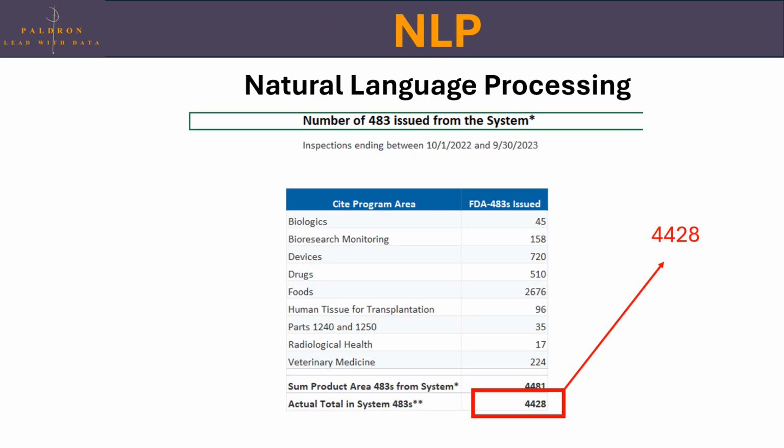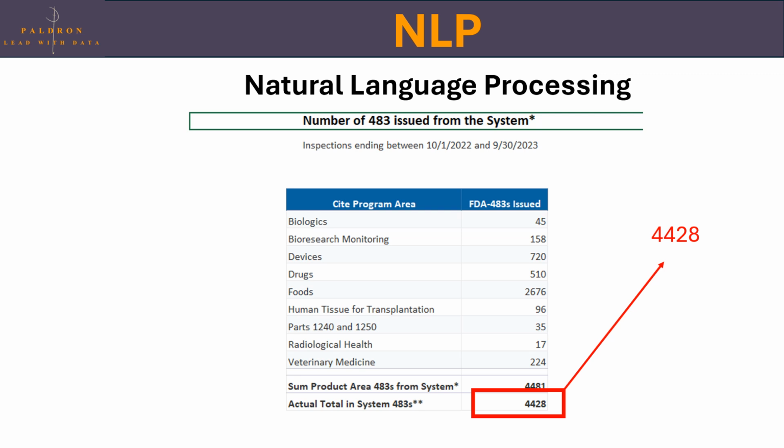We used natural language processing to review all of the records associated with drugs in 2023. Now you'll notice that there's 510 records for drugs specifically, but the total number of 483s is about 4,428. So those are a lot of records. I couldn't review every single one of those if I had unlimited time to sit down and read them all. I don't think I would make it through the rest of this year or the following year. I'd be reviewing for the better half of my life.